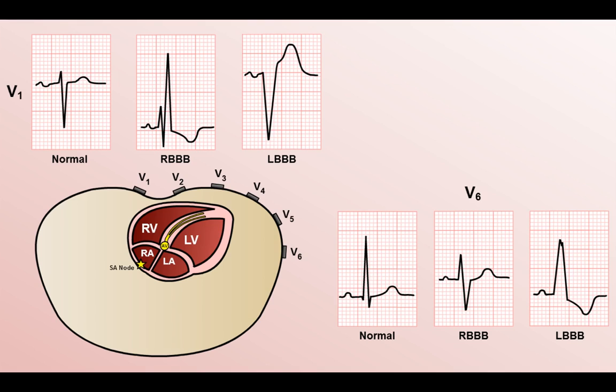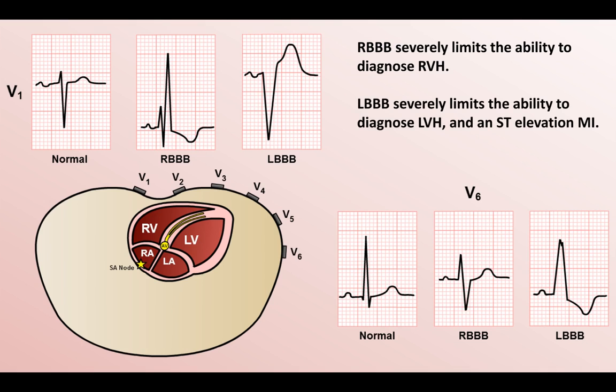You may notice that the appearance of right and left bundle branch blocks can be similar to some other pathologies. For example, a tall R wave with an inverted T wave in V1 can be helpful in diagnosing right ventricular hypertrophy. Since we can no longer use this finding in a patient with right bundle branch block, its presence severely limits the ability to diagnose RVH. For similar reasons, a left bundle branch block limits the ability to diagnose LVH, as well as an ST elevation MI, as left bundle branch block is associated with severe secondary repolarization abnormalities, including marked ST elevations in V1 and V2, as demonstrated here.